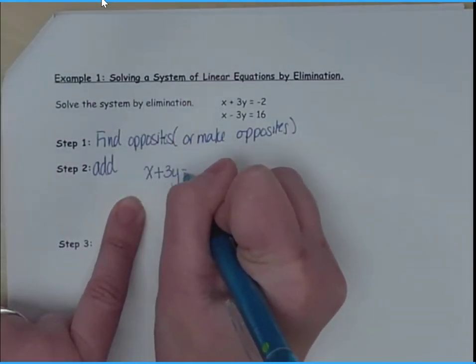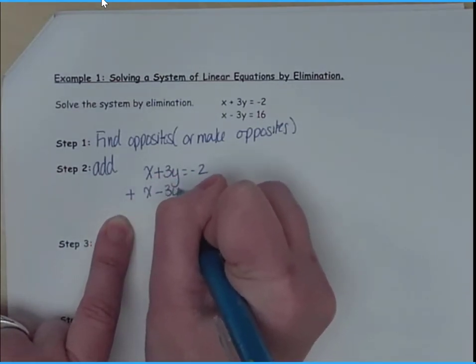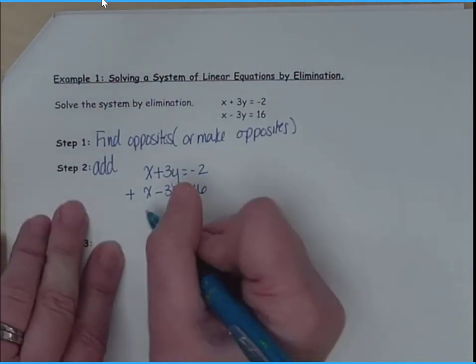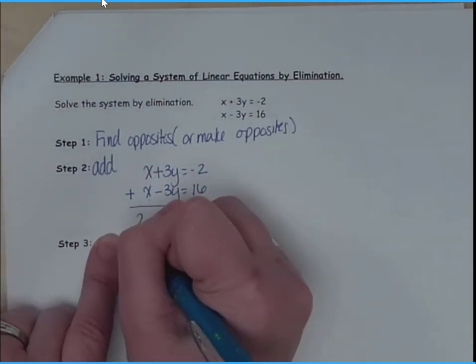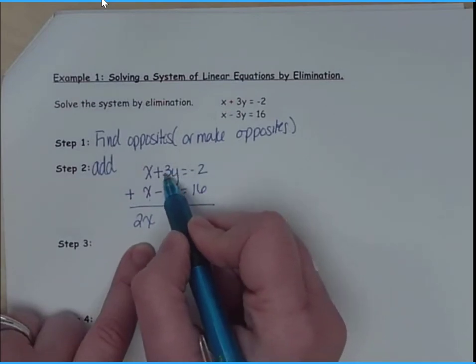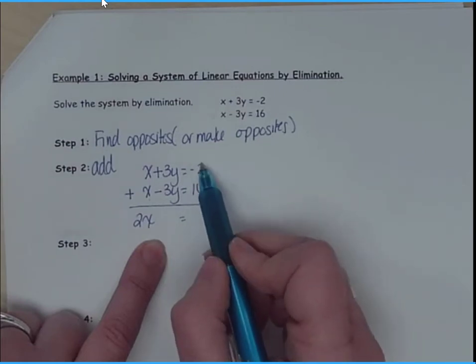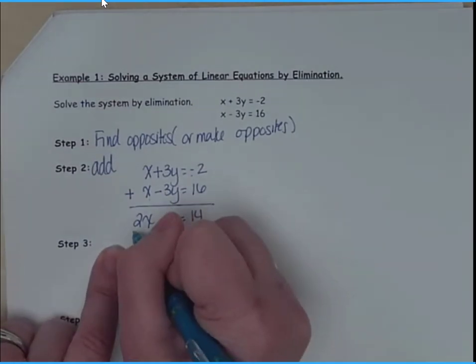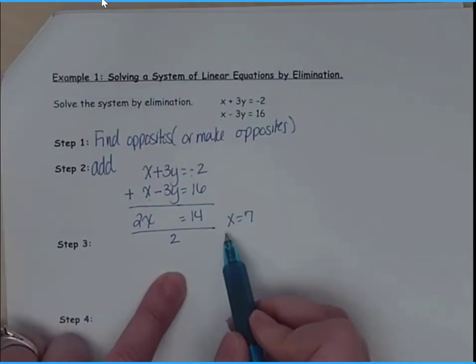So I have x plus 3y equals -2, plus x minus 3y equals 16. Remember, eliminate means to get rid of. If I have opposites, that means when I add opposites, they're going to eliminate. So x plus x is 2x. 3y plus a -3y is 0. -2 plus 16 is 14. So divide by 2, so x equals 7. I now have my x value.